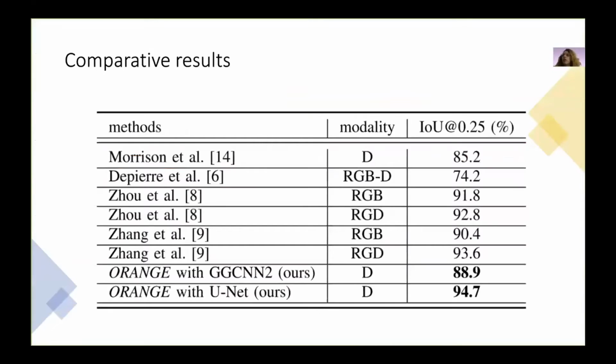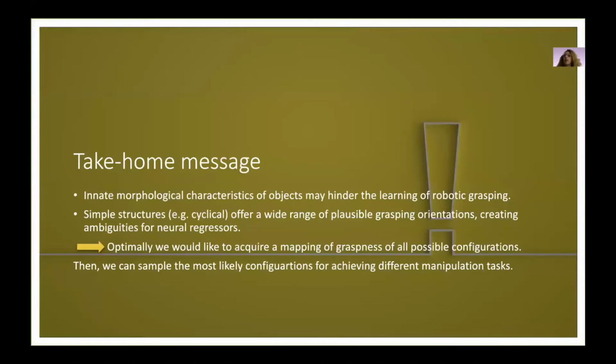Compared to the other works on the Jacquard dataset, we can see that we gain state-of-the-art performance under the orange implementation. And we can say that the innate morphological characteristics of objects may hinder the learning of robotic grasping, and structures like cyclical objects offer a wide range of plausible grasping orientations. We optimally would like to acquire a mapping of graspness of all possible configurations and then sample from the most likely configuration for achieving different manipulation tasks.